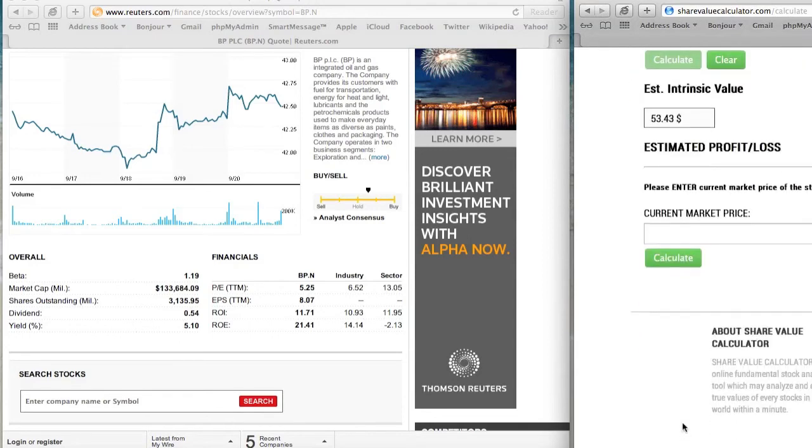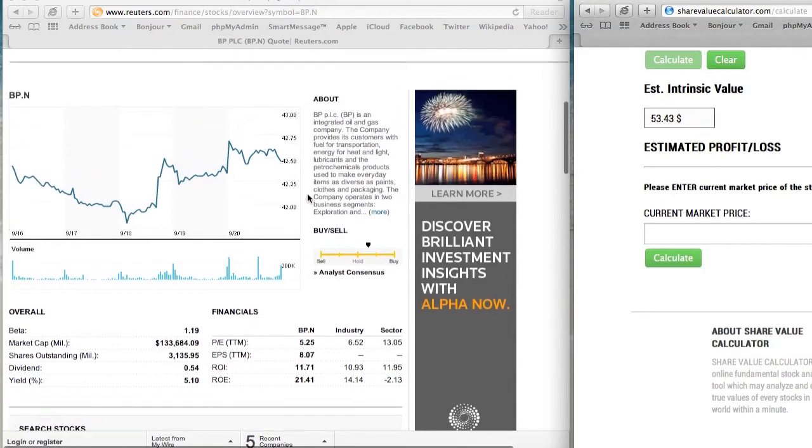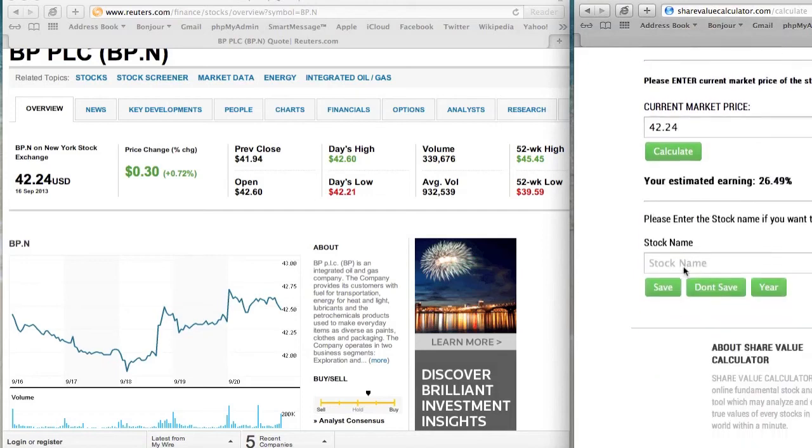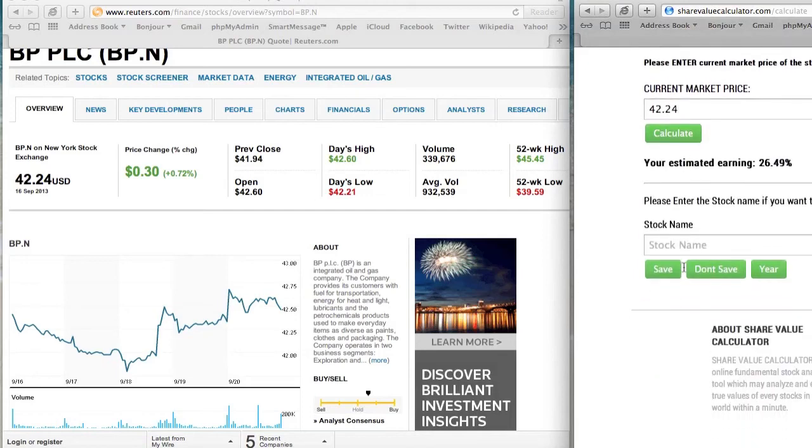As you may see, we found out the intrinsic value of BP's stock as $53.43. This means that the true value of BP is $53.43. The difference from today's market price is approximately 26.49%, which may provide you 26.49% profit. In order to build a profitable portfolio, you have to invest into profitable stocks.